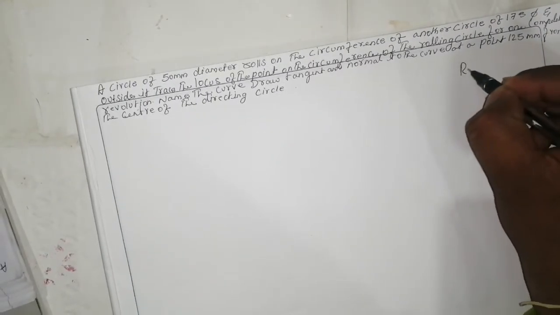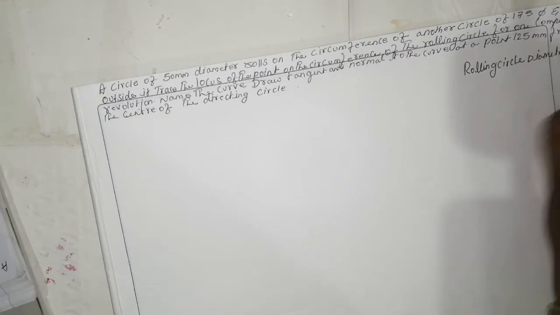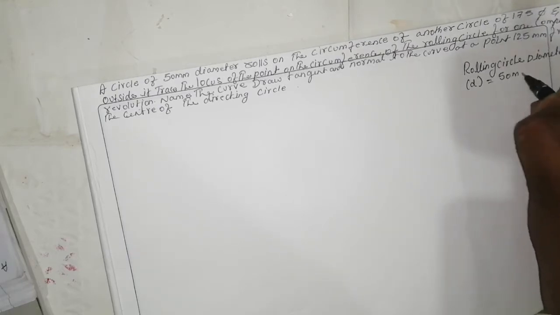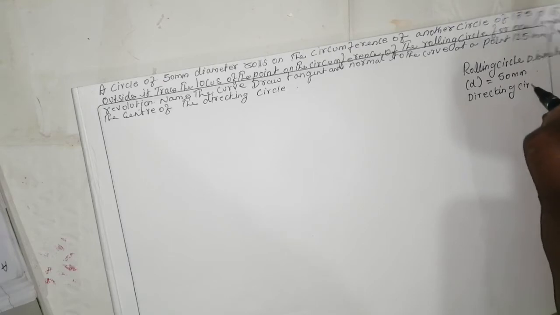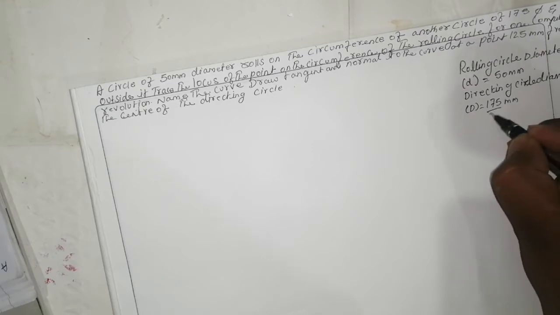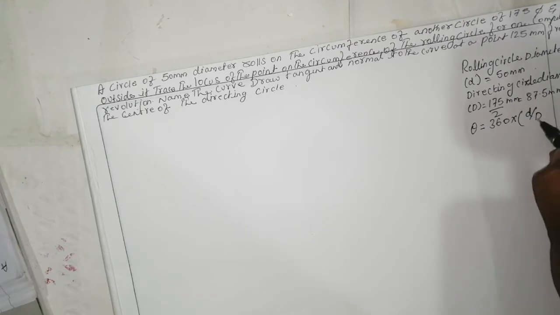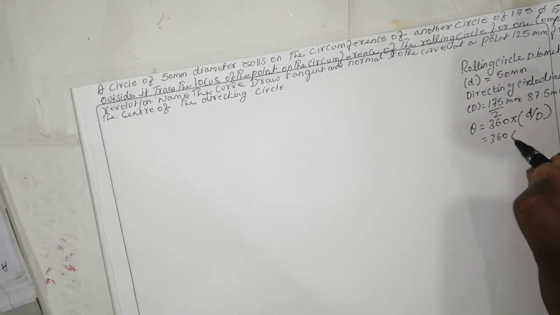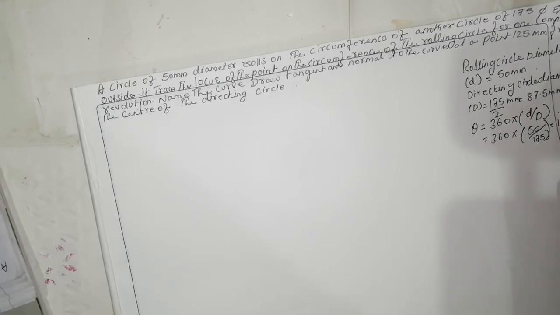So the given data: the rolling circle diameter d is 50 mm. The directing circle diameter D is equal to 175 mm. If you divide, you will get the radius 87.5 mm. So the formula is theta equals 360 degree into small d divided by big D, so 360 degree into 50 divided by 175. So you will get the angle as 102.8 degree.